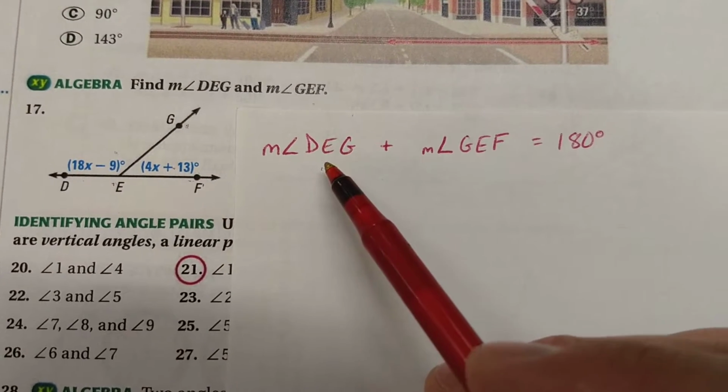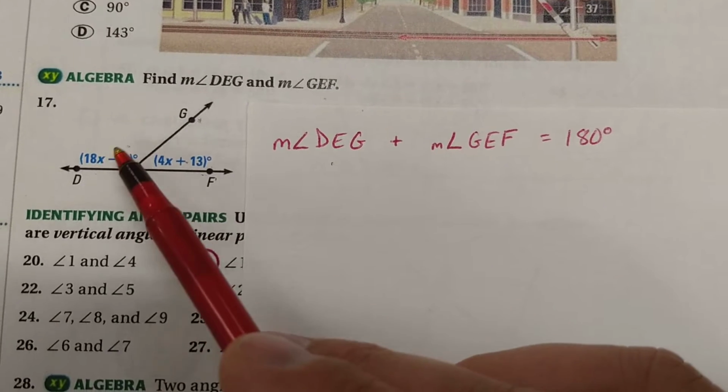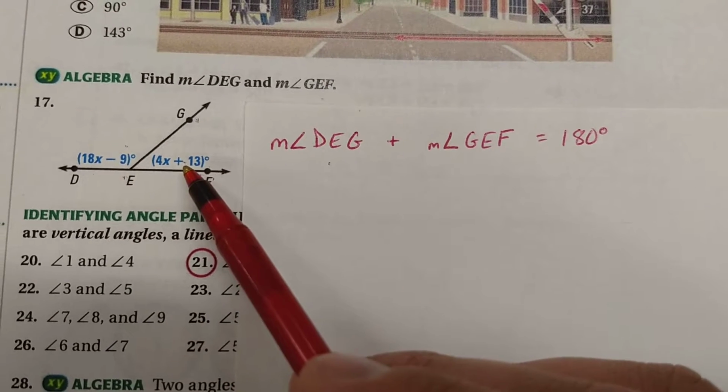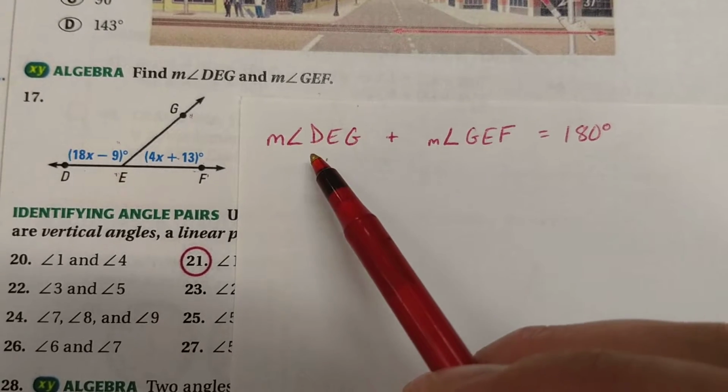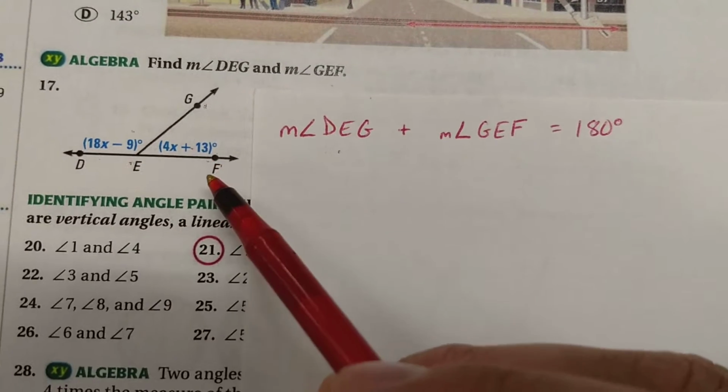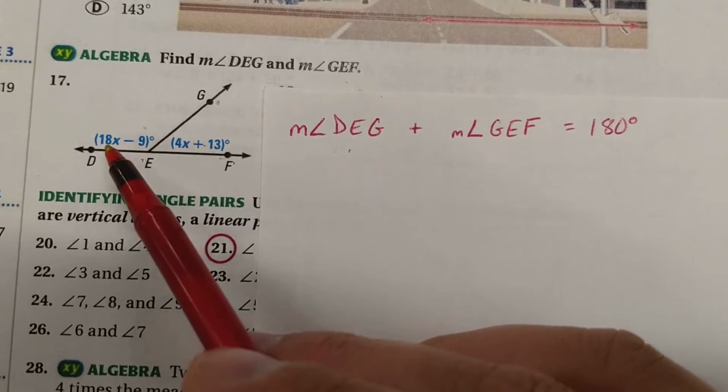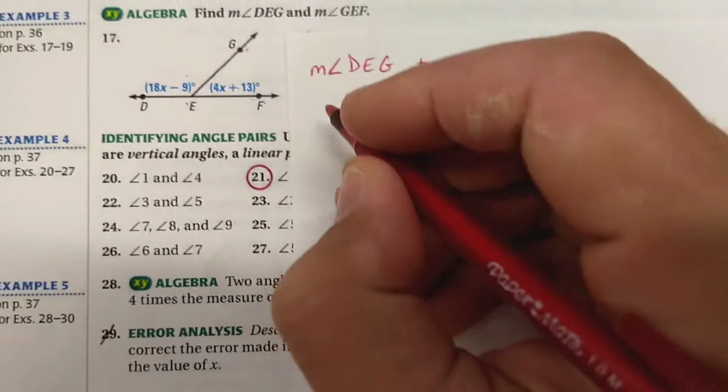So I can say the measure of angle DEG, so this guy over here, plus the measure of angle GEF has to be 180 degrees. So plug in what we know. What is the measure of angle DEG? I don't know a specific amount yet, but I know it's listed as 18x minus 9. So let's put that in there.